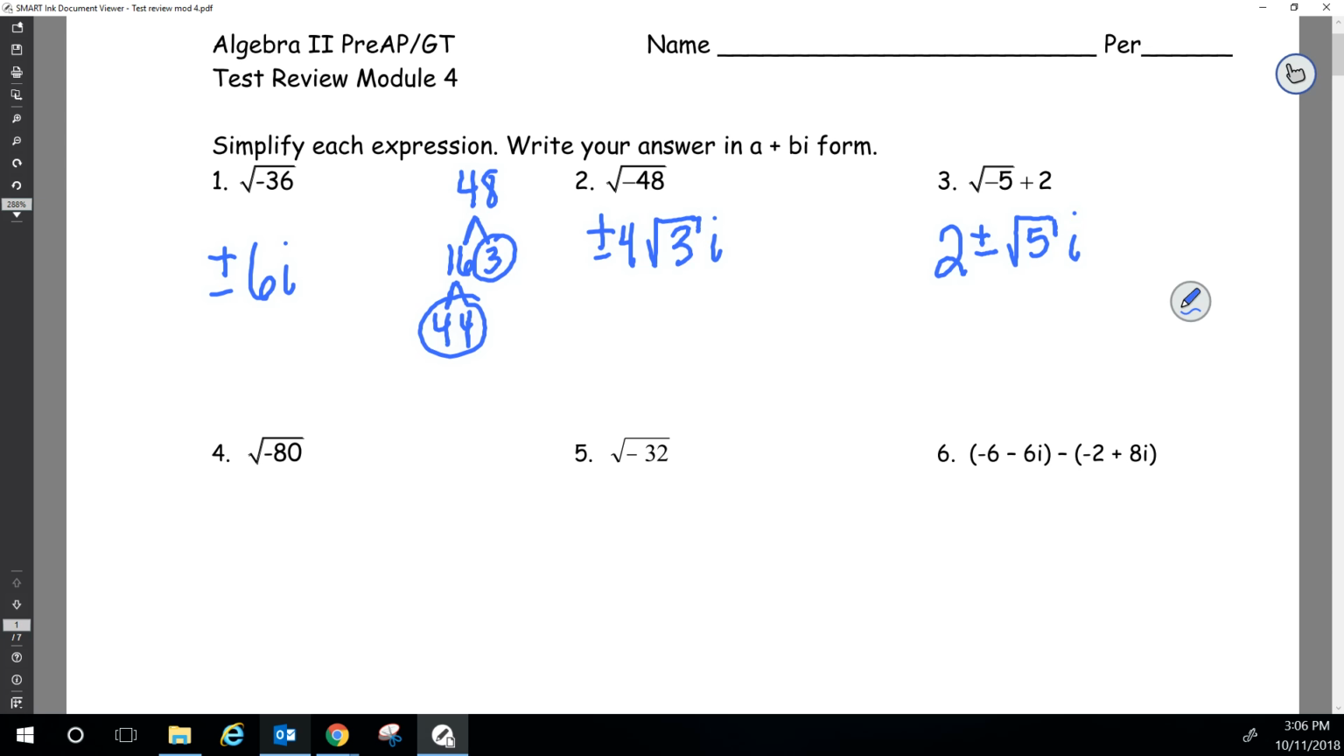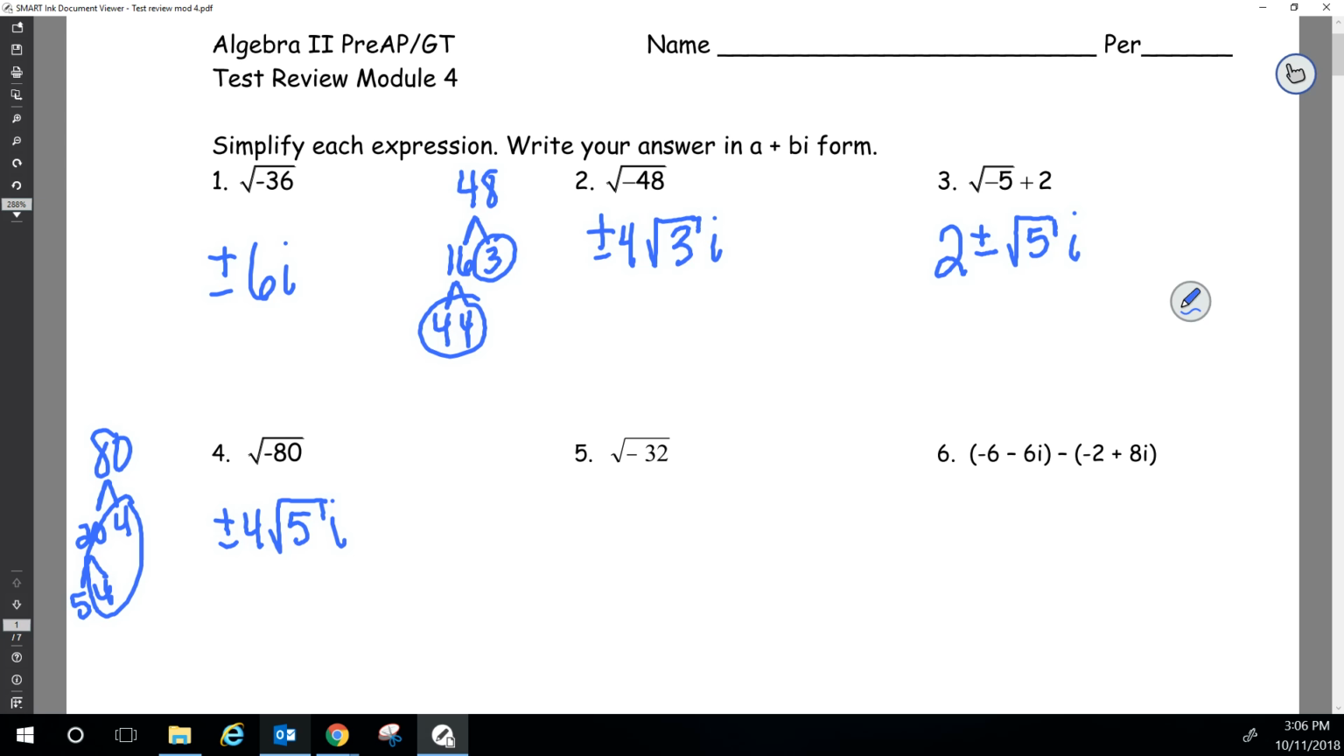For number 4, 80 would be 20 times 4. And 20 is 5 times 4. So I'm going to have 4s coming out. The 5 is stuck inside. And I'm going to bring out the negative as an imaginary number.